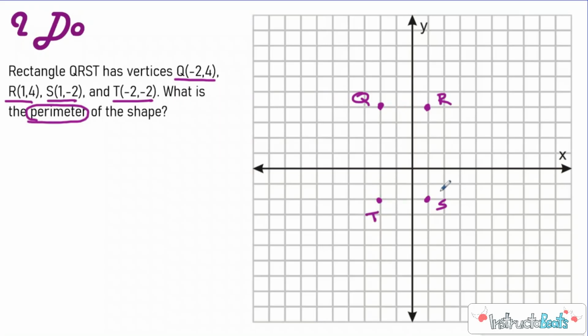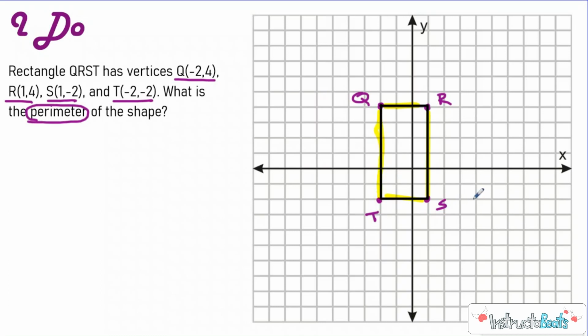So here I can see the shape of my rectangle. For me, it's just easier to connect the lines. It won't be perfect, but I like to just connect them. There we go, so I can see that rectangle. Then I want to find the perimeter of the shape. So I want to find the distance between Q and R, the distance between R and S, the distance between S and T, and the distance between T and Q.